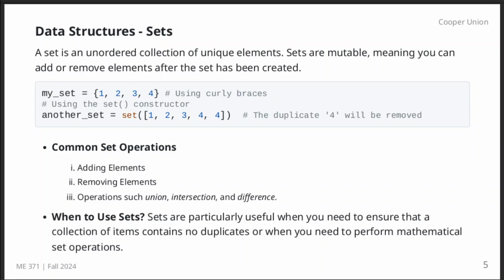A set is an unordered collection of unique elements. Sets are mutable, meaning that you can add or remove elements after the set has been created, similar to lists and unlike tuples. You can define a set using curly braces. As you see here is a simple set with 4 elements, so 4 items.